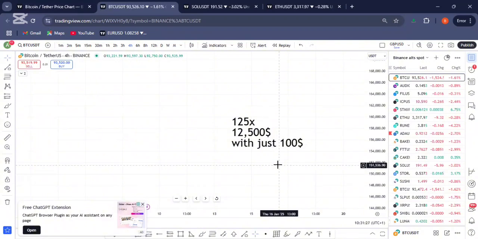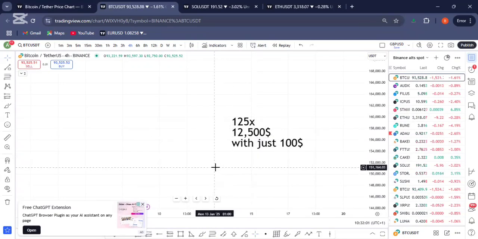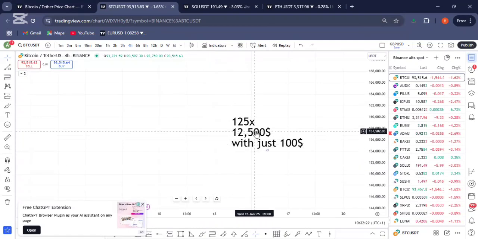Now, this is the big hazard of leverage. Now you have just $100 that you give to your exchange as collateral, and they are giving you 12,500 to go and trade. If you make only 1% loss, 1% of 12,500 is going to be around 125. Let me do the math. 1 divided by 100 multiplied by 12,500. Yes, that's 125. 1% of this is 125.